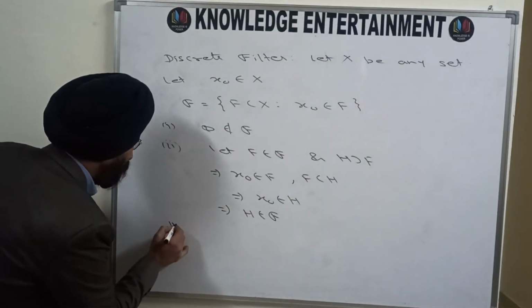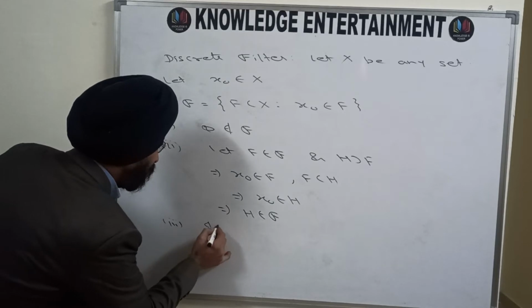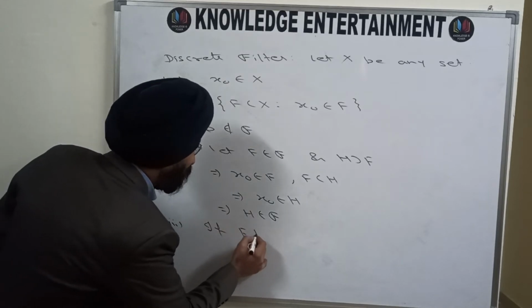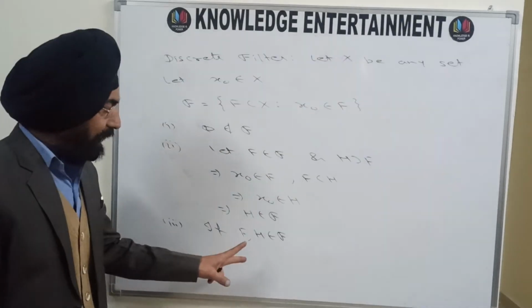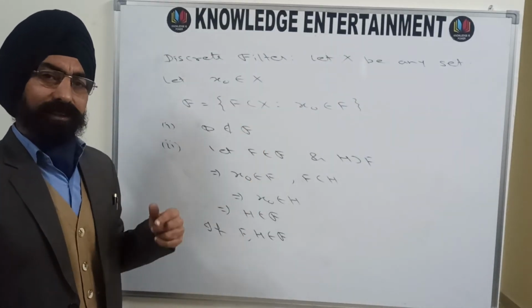Thirdly, if F and H are two members of this collection, then we are to show that their intersection is also there in this collection.